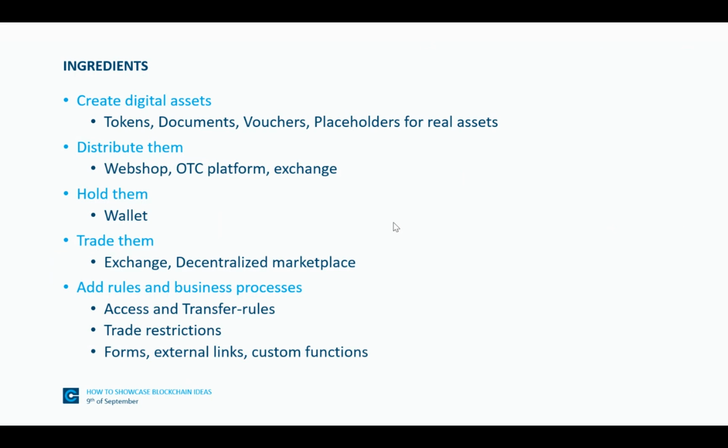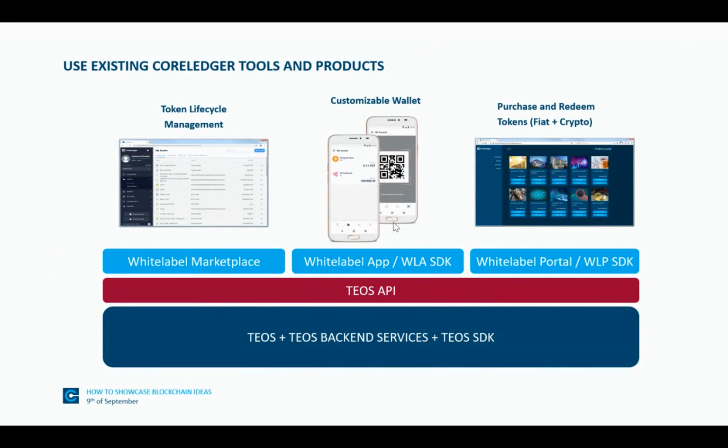And finally, and that's the most important part, you want to add some rules and business processes. For example, access and transfer rules, or to add trade restrictions, to add forms, external links, custom functions, and all that. This is what most business cases, especially those I've presented in one of the previous slides, are made of. And CoreLedger allows you to do that in a so-called active sandbox using existing products, which don't need a single line of code and can just be adapted with configuration.